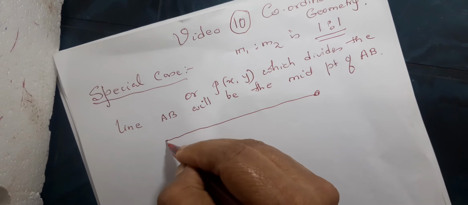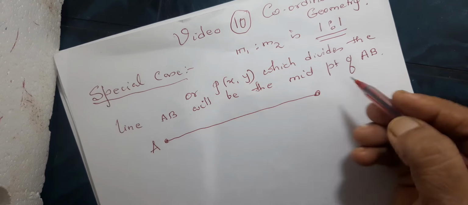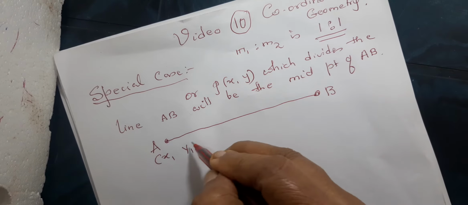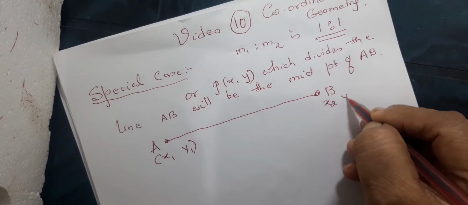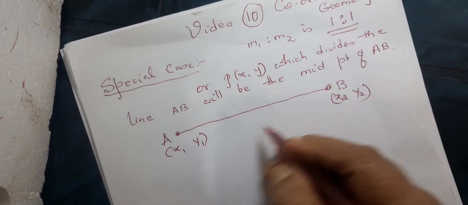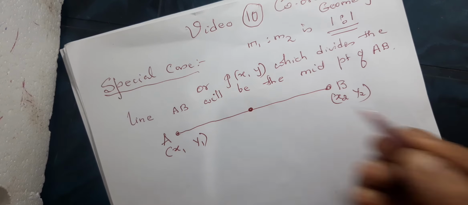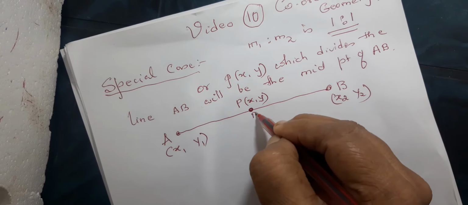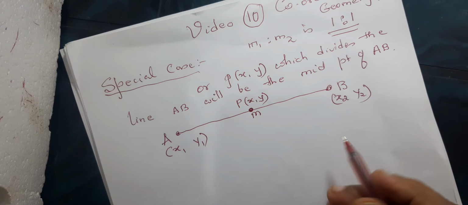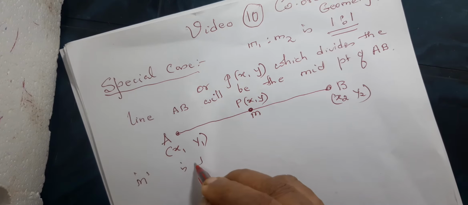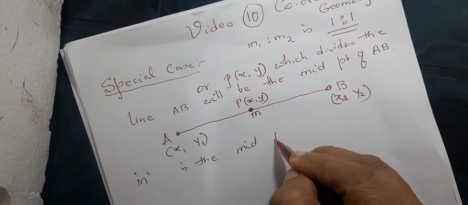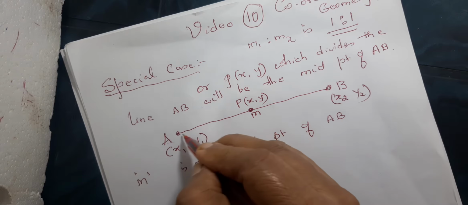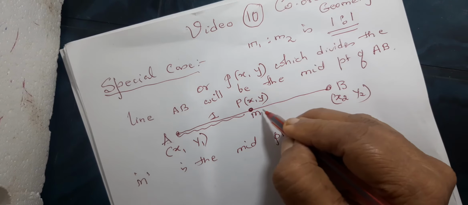So whether this AB is in different quadrants or whatever it is, I am drawing a straight line here. A's coordinates are x1, y1, and B's coordinates are x2, y2. Children, you have to understand this, it's quite important. P of xy is the midpoint, so M is the midpoint of AB. The meaning is what? It divides AB in the ratio 1 is to 1.